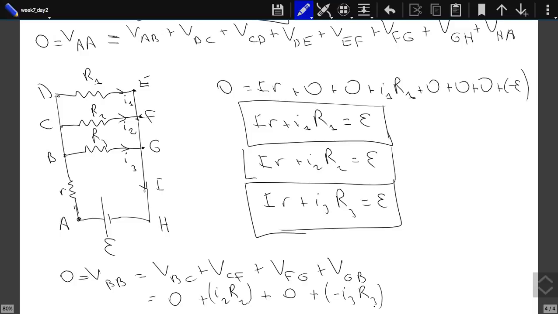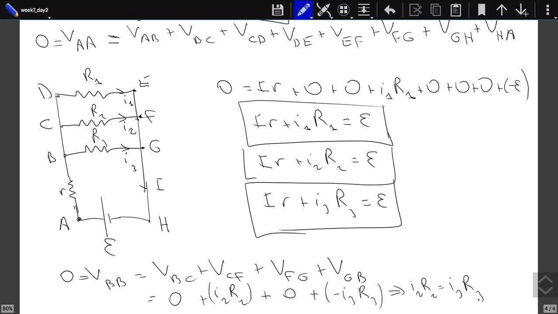Why minus? Well, let's see. If I3 is positive, that means B is at a larger potential than G. So from G to B, we have a potential increase, which we can write as a negative potential decrease. So if I3 is positive, then the potential drop is a negative number, so we should add that minus. So this tells me that I2 R2 is equal to I3 R3.